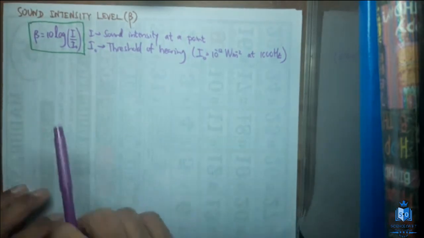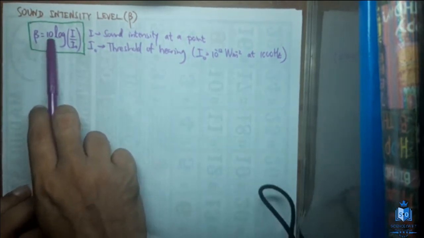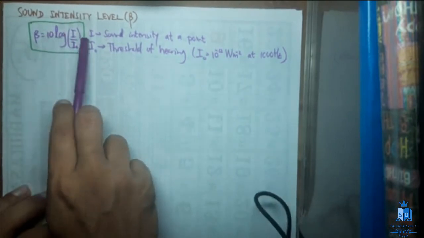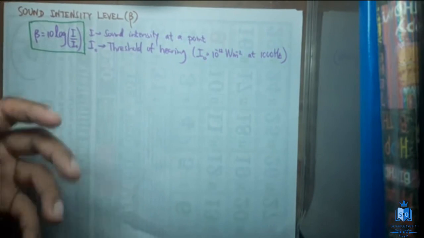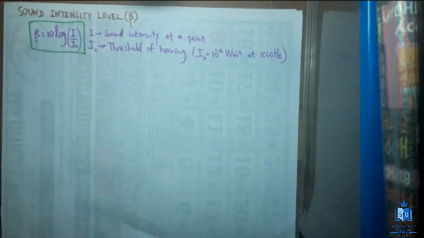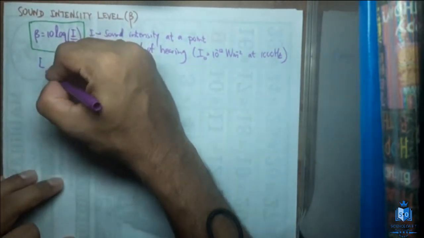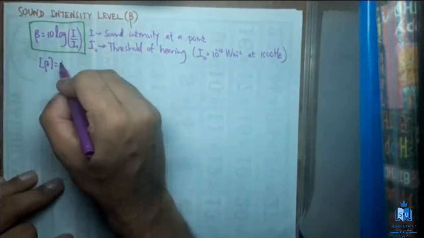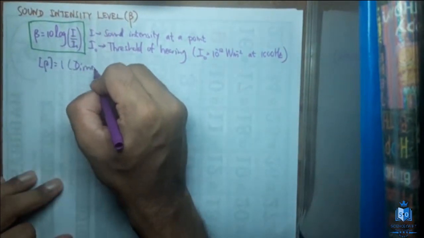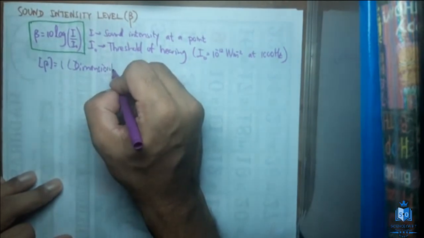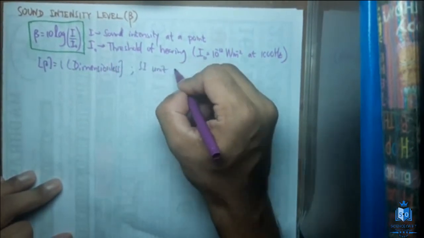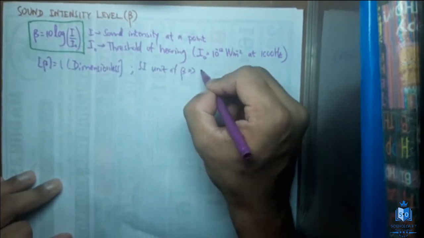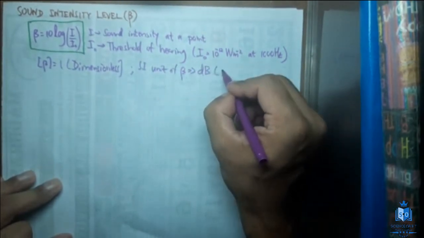Now when it comes to beta, it is 10, a number, then you say log, and the log of the whole fraction is another number again. Whenever you take log of a number, it is another number. So beta is actually dimensionless. Very important: the dimension of beta, we say 1. That means it is dimensionless, but it has a unit. The SI unit of beta is capital B with small d, called a decibel.